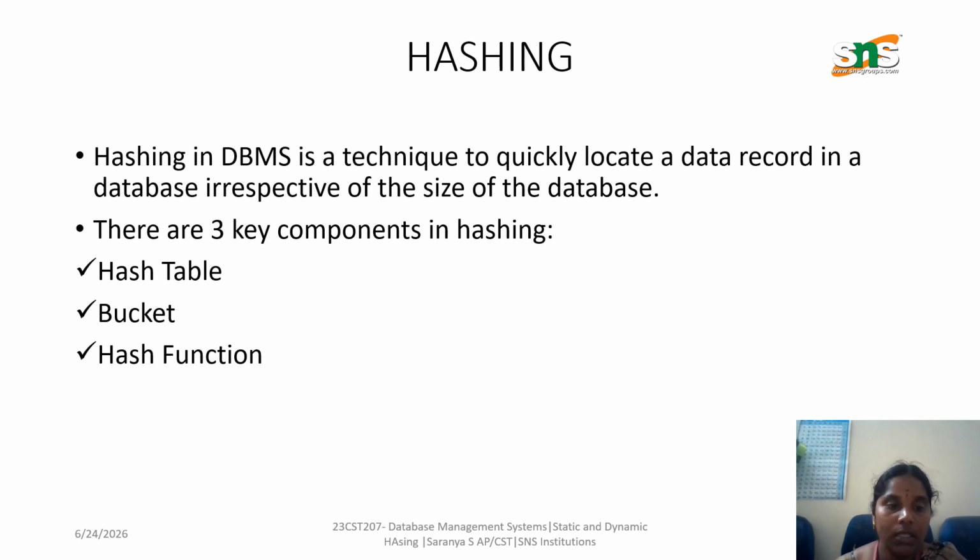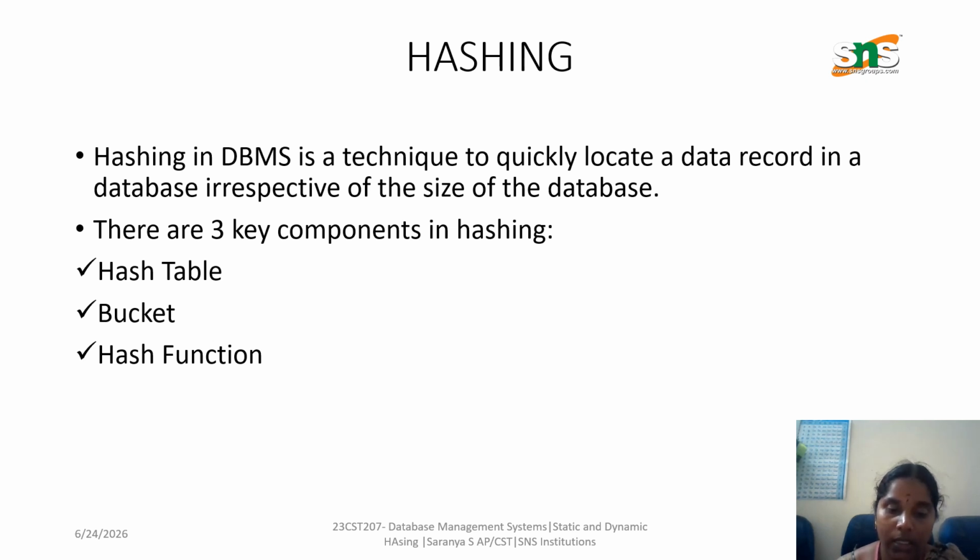There are three components of hashing. The first one is a hash table, the second one is a bucket, and the third one is a hash function. A hash table is an array or data structure, and its size is determined by the total volume of data records present in the database, and each memory location in the hash table is called a bucket.